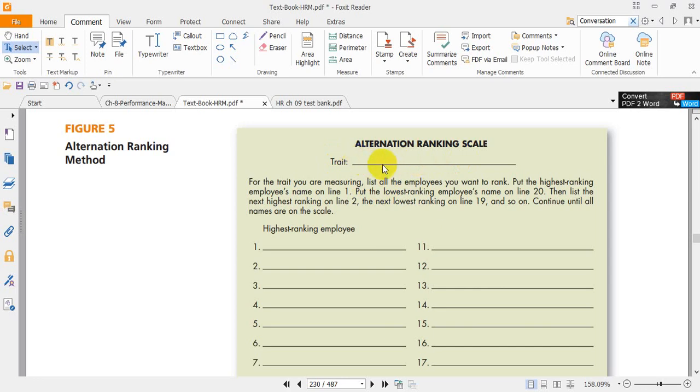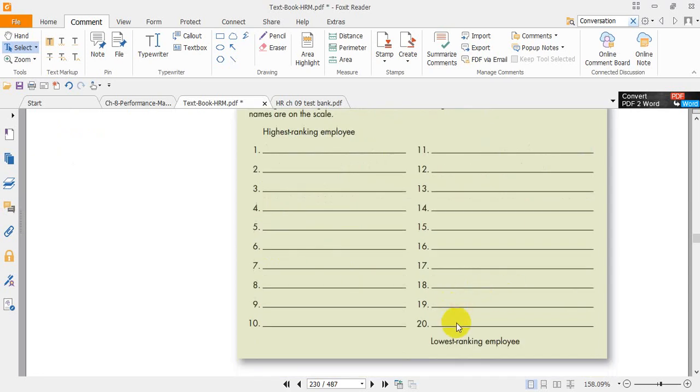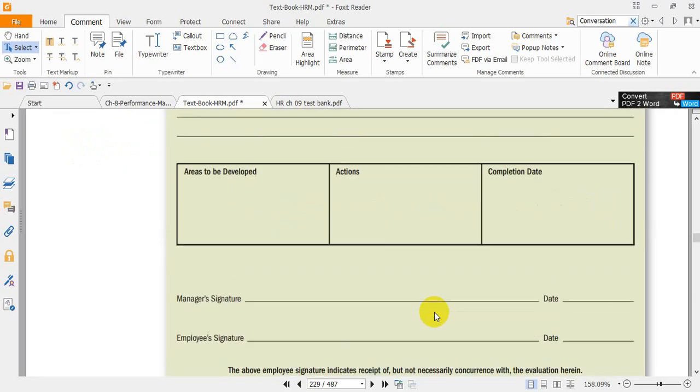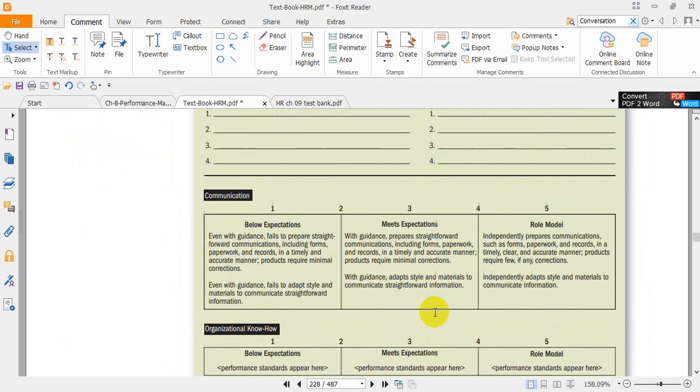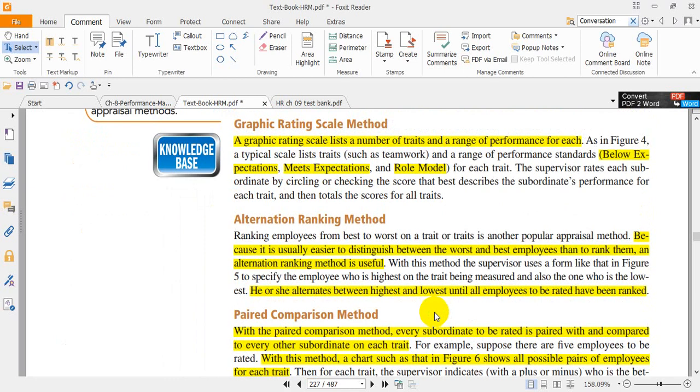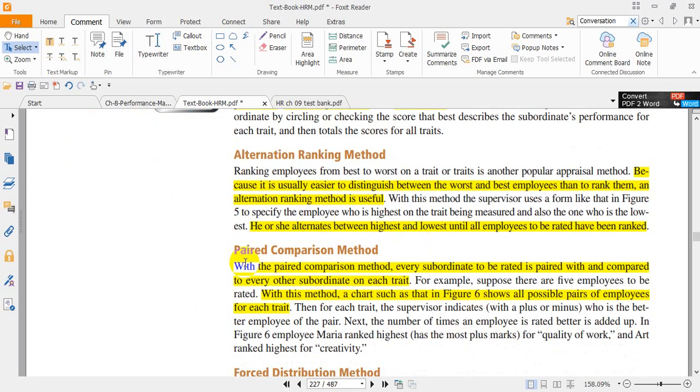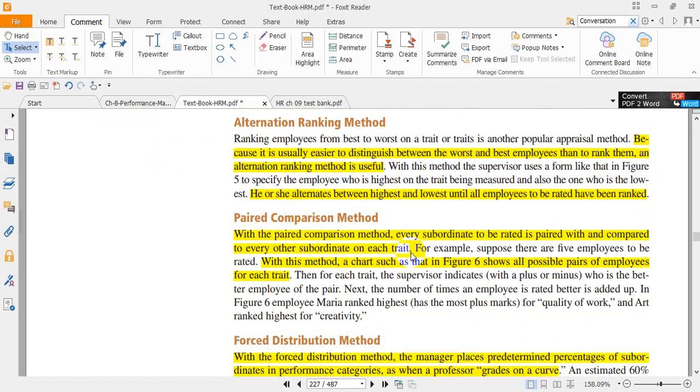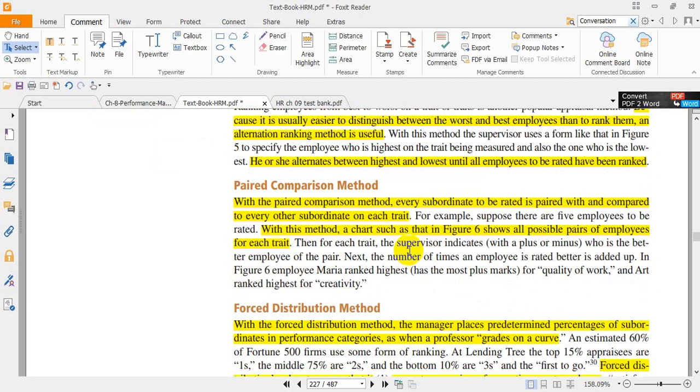Teamwork player, here the trait, and here are the ranking. For example, employee A is the highest ranking as a team worker or a teamwork player. Employee B is the lowest in this trait, and so on. This is the alternation ranking method.